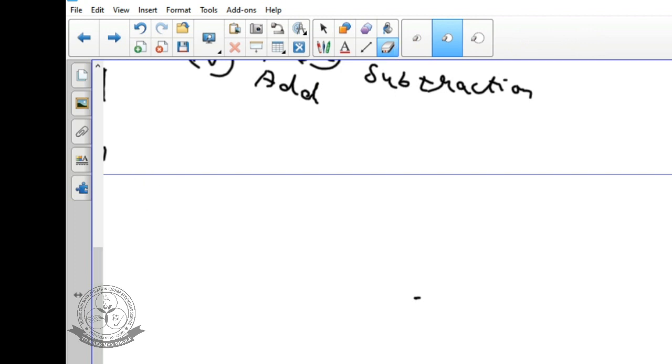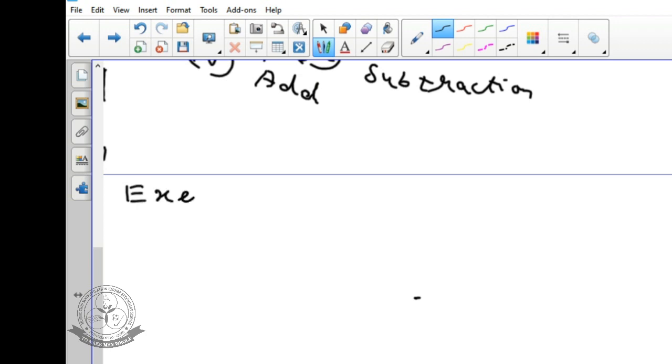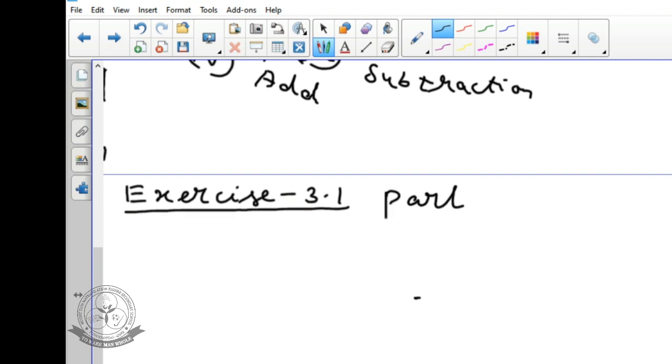So now we are going to start the problem. Exercise 3.1, part 3. The problem number 3. What is our problem 3?